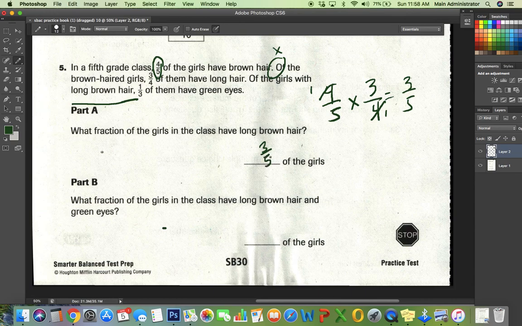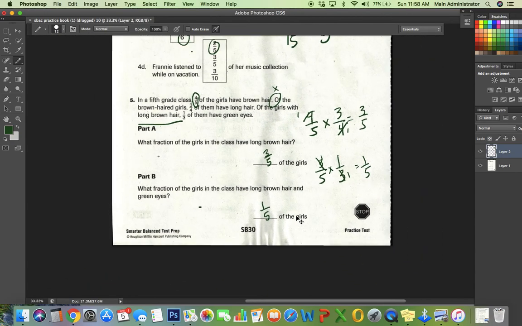long brown hair. Now the question wants to know, what fraction of the girls in class have long brown hair and green eyes? Well, I already found the ones that have long brown hair, and I know that of means multiply, and of those girls, 1/3 of them have green eyes, so I'm going to multiply 1/3. Again, I'm going to cross cancel. It makes my multiplication easier. Divide these both by 3, which equals 1. And we have 1/5 of the girls who have long brown hair and green eyes.